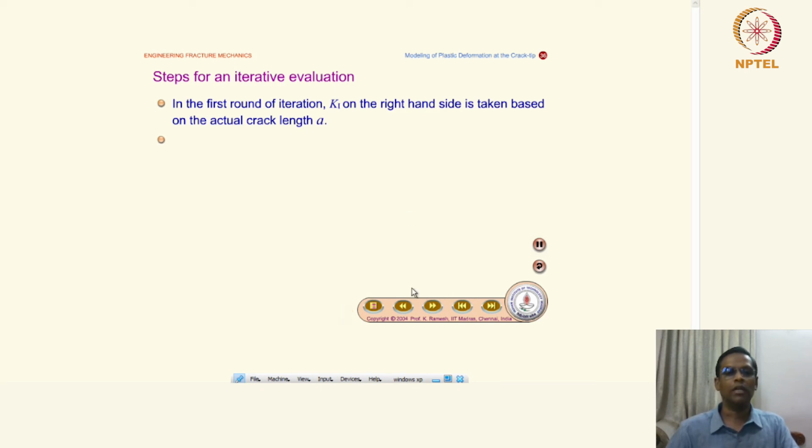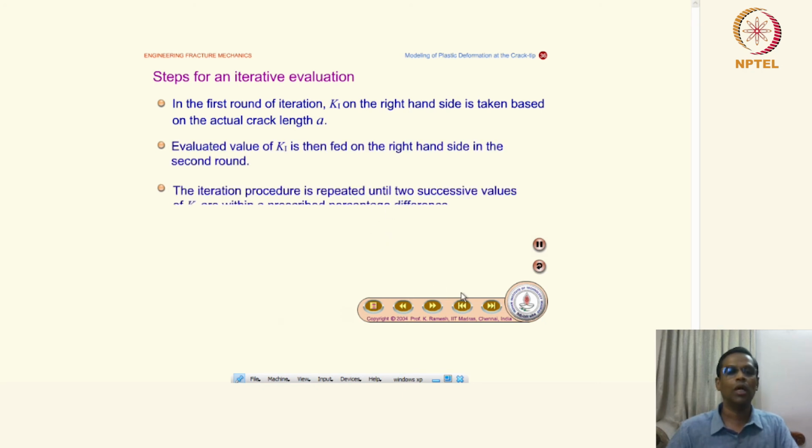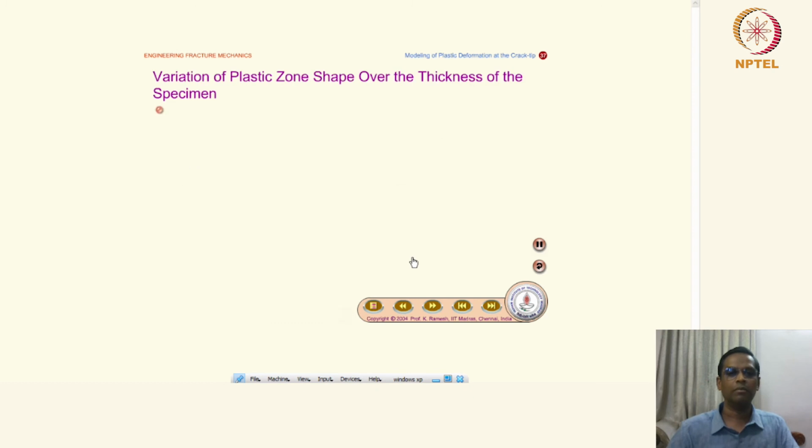So now there are some iterative procedures to evaluate the K1. I'm not going to spend time on this, so we will take it up later.